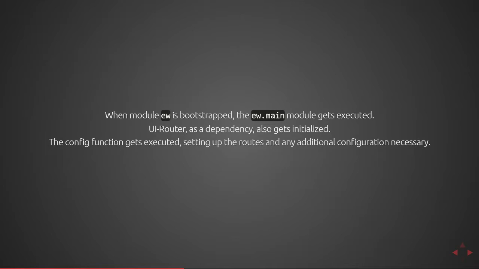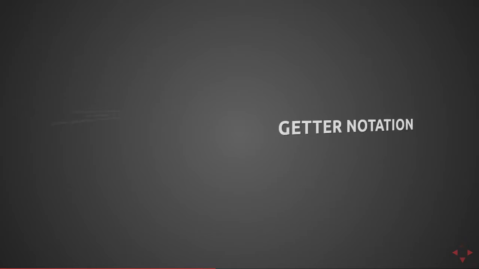So when the module EW is bootstrapped, the main module gets executed. UI router again gets initialized because we declare it as a dependency, and the config function also gets executed. And you can also have additional things like run blocks and all of the methods that Angular module exposes.